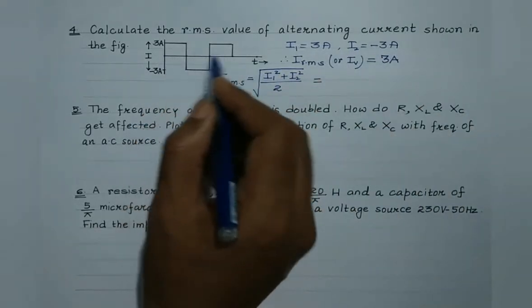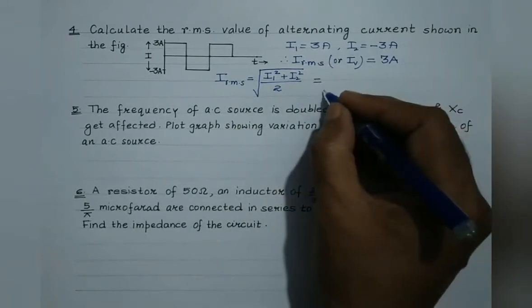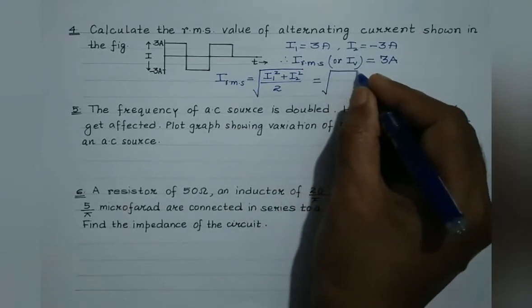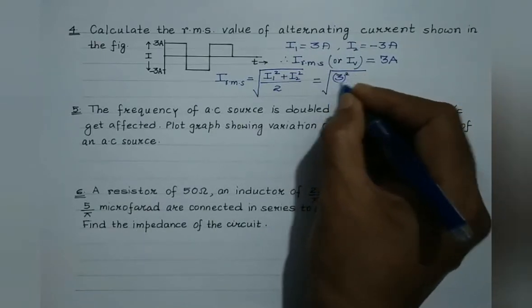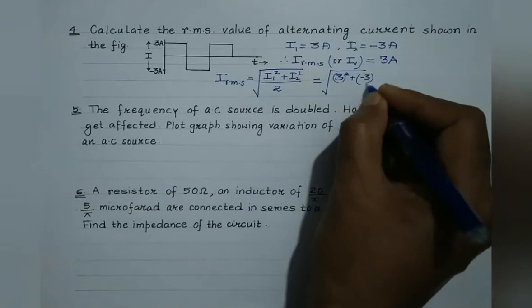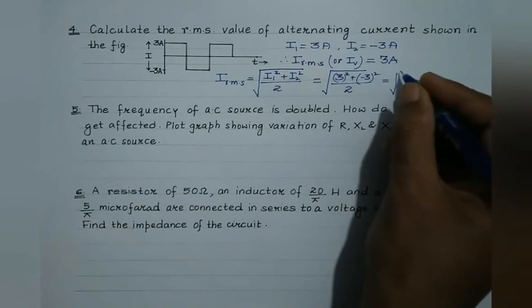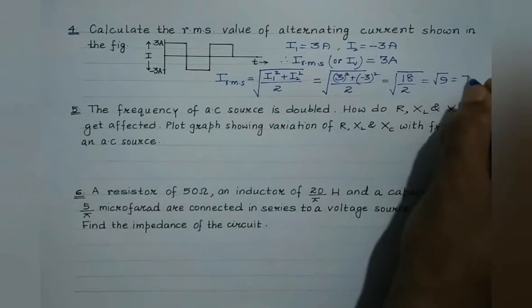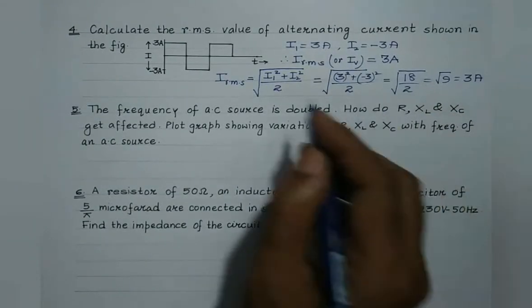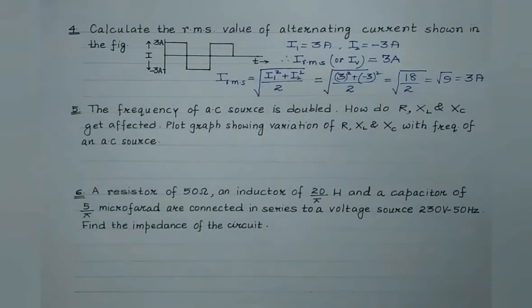The current at any given instant of time can attain only a value of 3 ampere or minus 3 ampere. So you can substitute the values of I1 and I2 over here. So what do you get? 3 square plus minus 3 square divided by 2. So that will give us 18 by 2, that is root 9. So that will be 3 ampere. So the RMS or the virtual value of current is obtained to be 3 ampere, right?